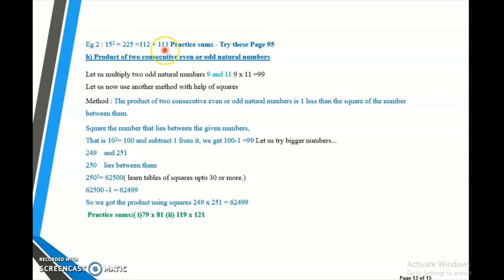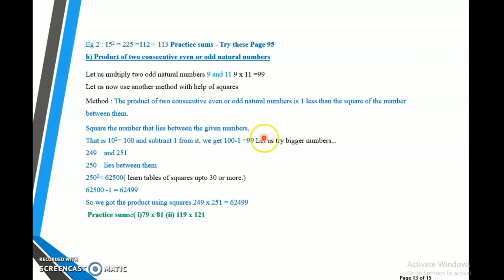Another property or pattern which we are going to see now is the product of two consecutive even or odd natural numbers. Let us multiply two odd natural numbers, that is 9 and 11. 9 times 11 is 99. There is an easier method of finding the answer. Find a number lying between 9 and 11. It is 10. Find the square of 10. It is 10 square, that is 100. And if you subtract 1, you get the answer, that is 99.